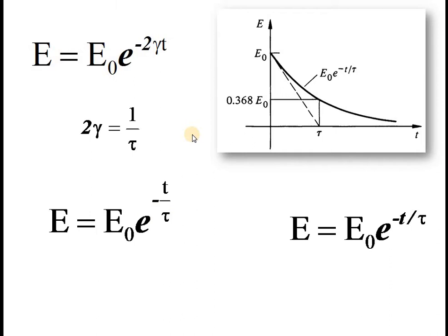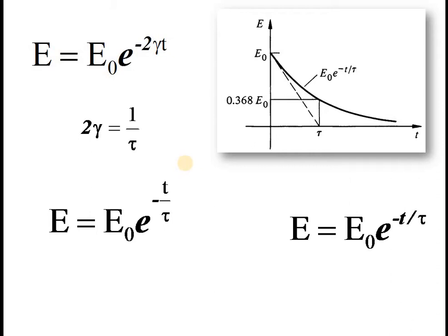Our tau is called the relaxation time. If t is equal to tau, what will happen? E will be equal to E0 by e. We have done this in the last class. Tau is the time taken for the oscillator, the damped oscillator, for its total energy to become 1 by e times its original value. We have already defined tau in another case, and that is also tau.